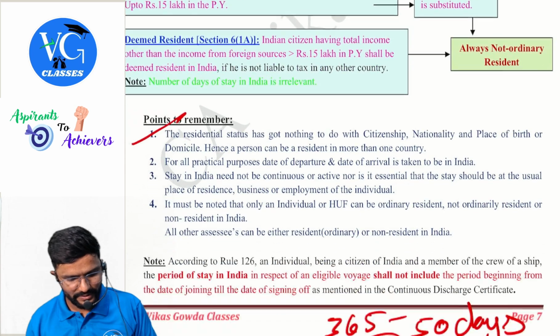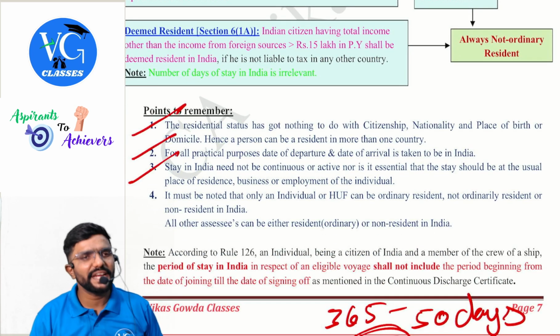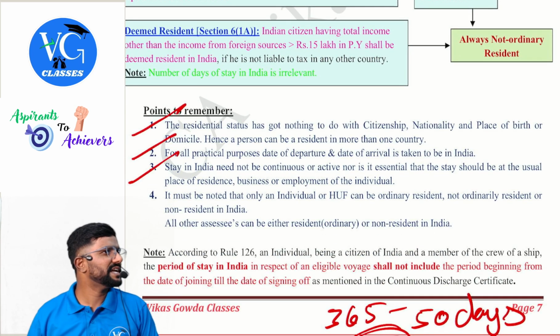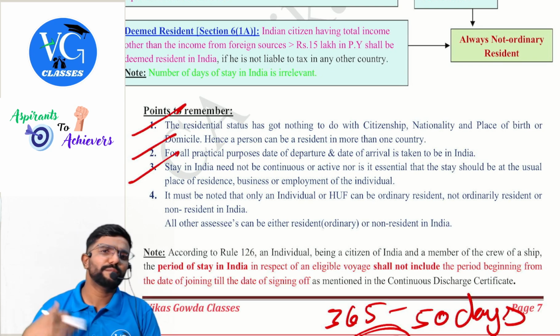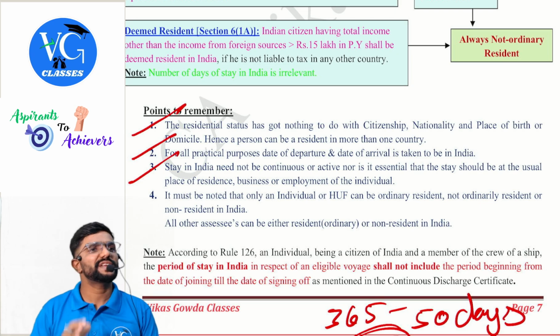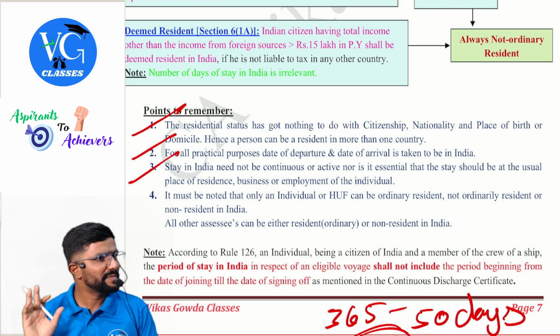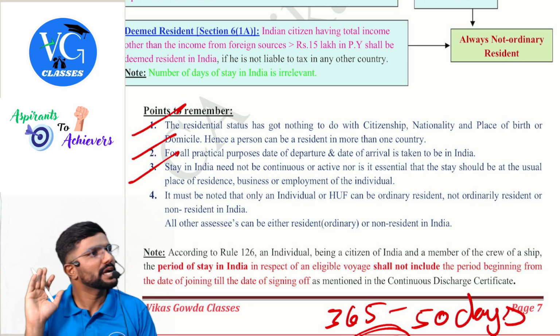Next, stay in India need not be continuous, guys. You can come, go, come and go. We will count it totally, for the 182 days, 60 days and all. Sir, should it be continuous? No, it need not be continuous.